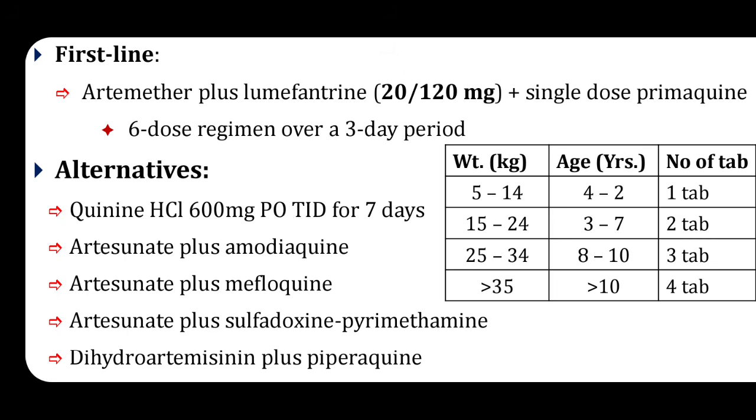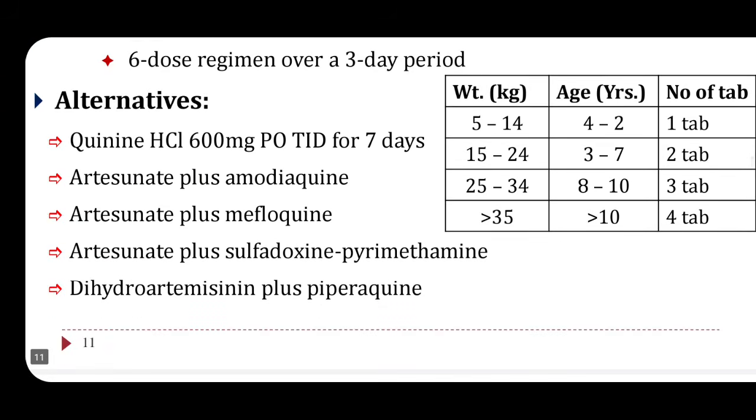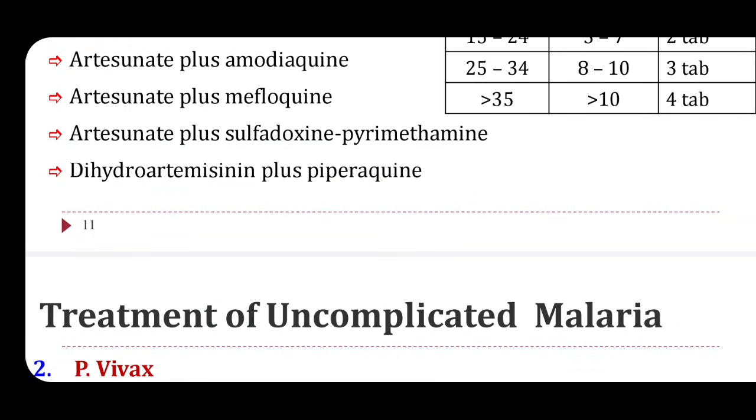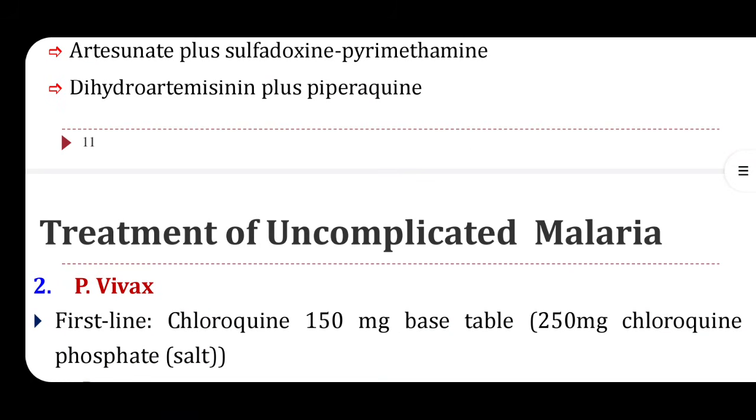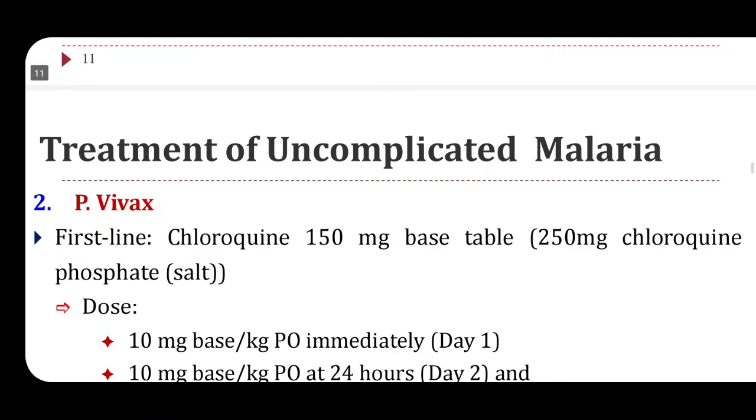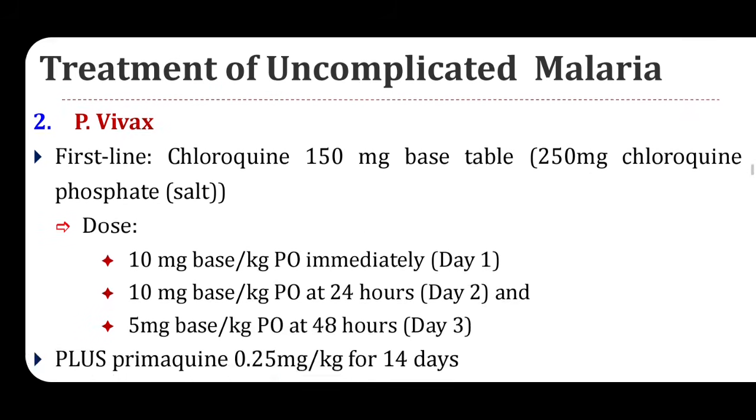As an alternative, quinine hydrochloride 600 mg PO TID for 7 days is highly recommended for P. falciparum positive or uncomplicated malaria. Treatment of uncomplicated malaria if the species is P. vivax: first line is chloroquine 150 mg base tab, or if it is in salt form, chloroquine 250 mg phosphate salt form, in divided doses for 3 days.